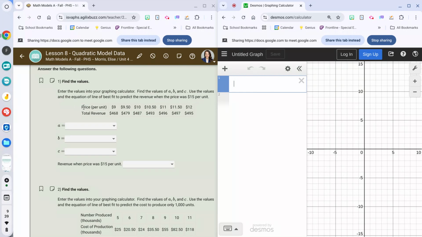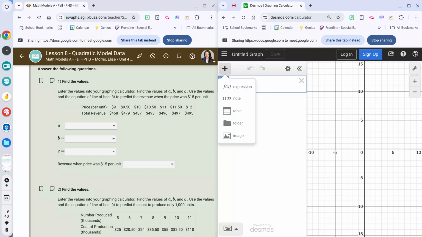If you notice in this table, all the prices, we don't have $15. We have 9, 9.50, 10, 10.50, 11, 11.50, 12. Okay, so what we're going to do is put this table of values in. This is a horizontal table, but Desmos will do it vertically, which is a little bit more traditional.